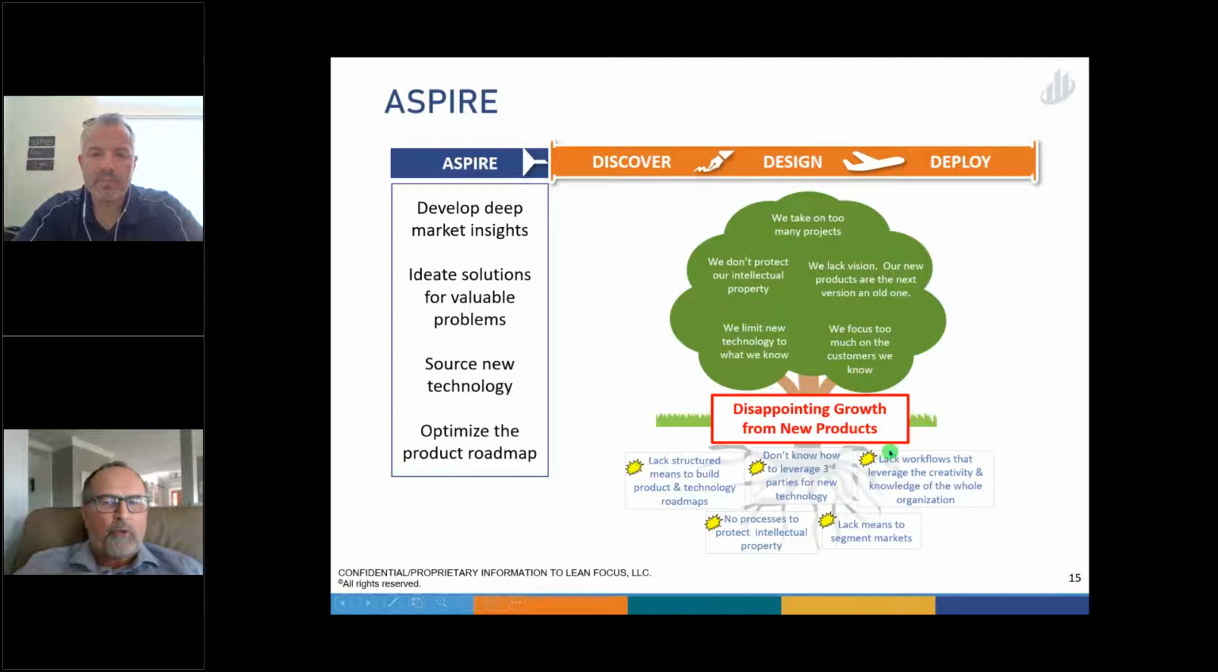What's the problem? Disappointing growth from new products. So maybe in your organization you want to see 5% per year revenue growth out of new products, and maybe you're seeing 0. That would be a measurable problem. And then let's just take one of these root causes. We don't have a structural means to build a product and technology roadmap. So what happens to us is, all of our ideas seem to come from a handful of people. We all get together and talk about it, but there's not a structured way to really look at the whole roadmap and compare alternatives. So that would be a root cause we could attack.